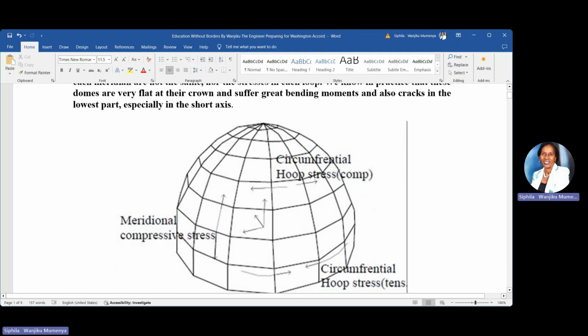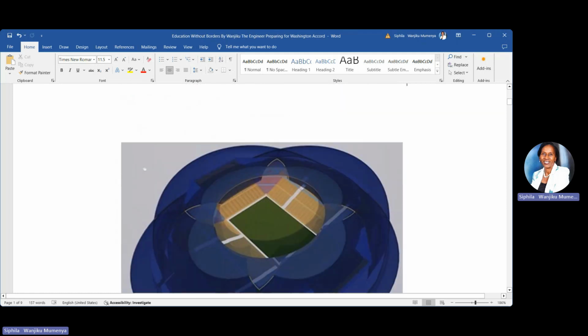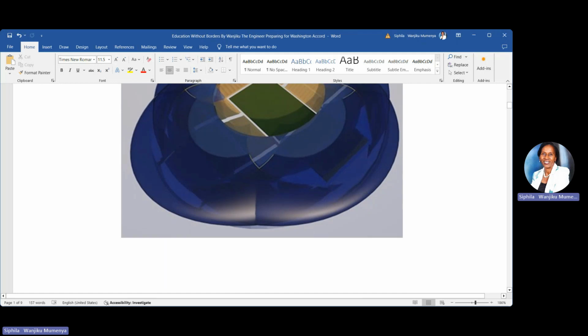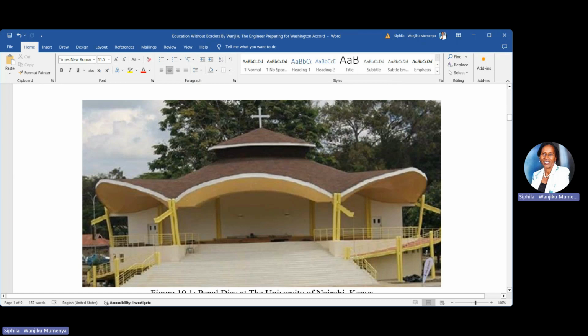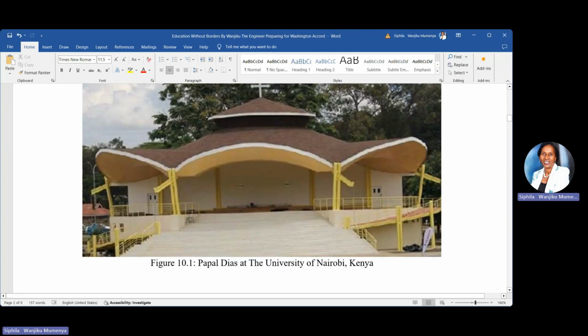So this is just a schematic of a shell. I want us to just remind ourselves what a shell is. Sometimes it may seem abstract. Sometimes you may see simulations like this. This is just a simulation of a domed roofed stadium somewhere. That should not scare you. You need to start familiarizing yourself. And before long, you know, oops, I've even seen domes, I've seen shell structures. That's a paper dais at the University of Nairobi, Kenya.